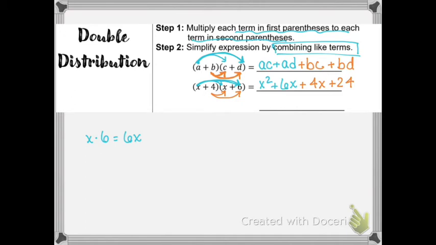Now you see I just have these like terms in the middle to combine. So they both have a positive sign in front of them. So I'm just going to add them together. So x squared plus 10x plus 24.